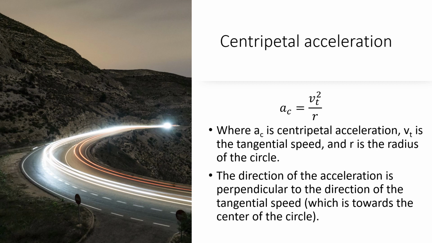Then the direction of the acceleration is perpendicular to the direction of the tangential speed, right? And maybe I worded this awkwardly, but what I mean is the direction of the acceleration is always towards the center. So the acceleration should be towards the center of the circle. And then the tangential speed should be perpendicular to that. So this is how we can find centripetal acceleration.